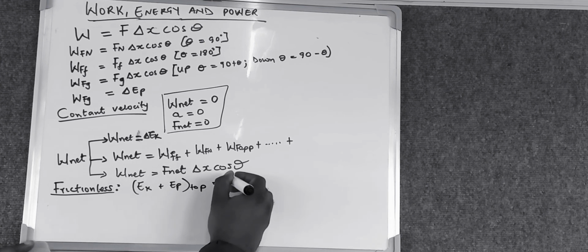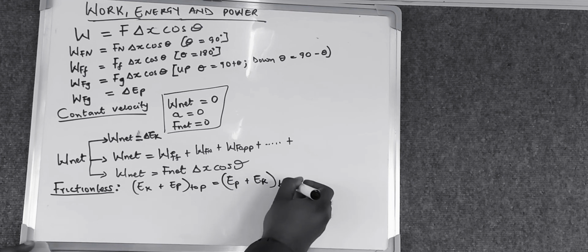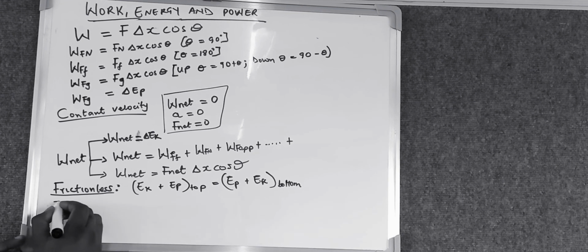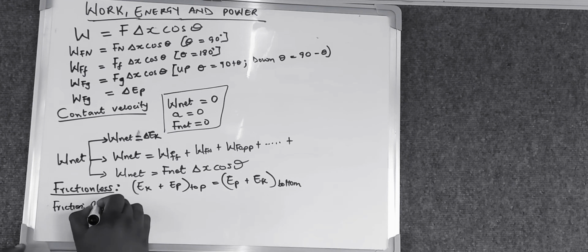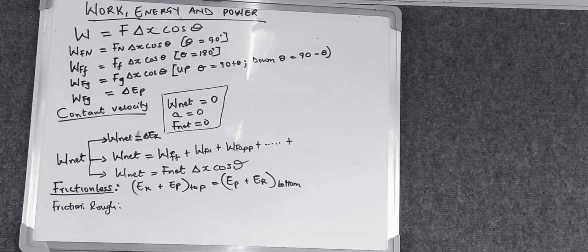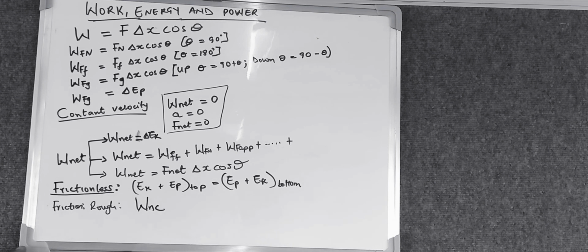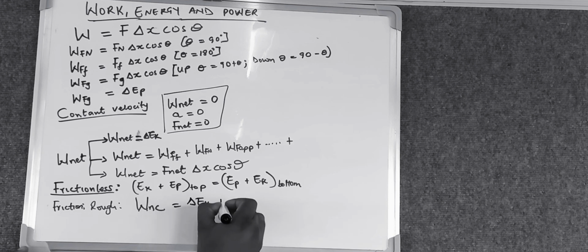top equals bottom, or any other point. But if there is frictional force, in other words, the surface is rough, remember this equation? We can use the work done by a non-conservative force is equal to the change in kinetic energy plus the change in potential energy.